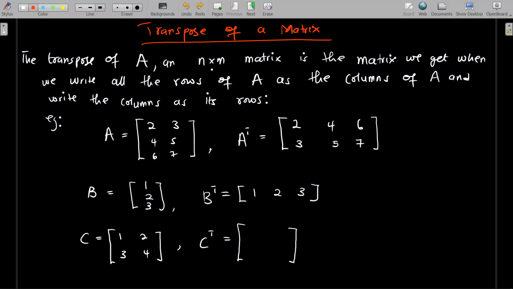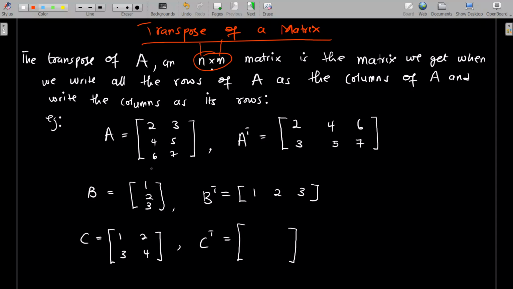So we have the transpose of matrices here, and what we're going to do is go through what we mean by the transpose of a matrix. The transpose of A, being an n by m matrix, that is n number of rows and m number of columns, is the matrix we get when we write all the rows of A as the columns and then the columns of A as rows.